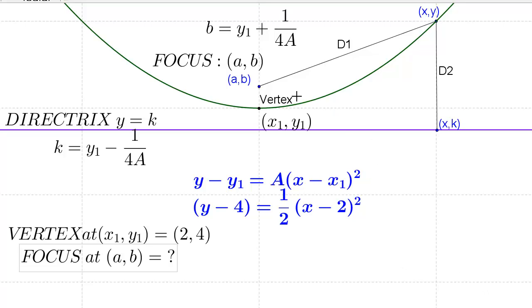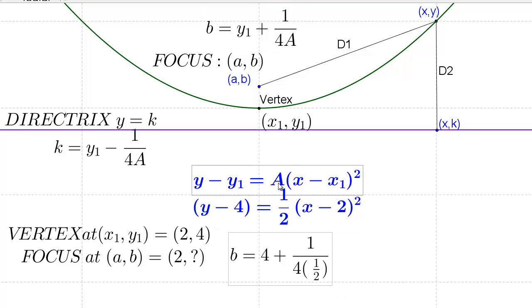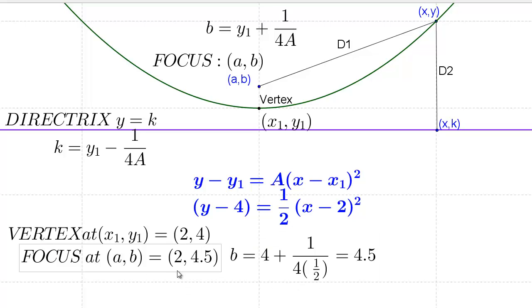Well, we know the focus is at the point a comma b, and we know the x-coordinate is the same, so it's 2. But what's the y-coordinate? Well, the y-coordinate of the focus is given by b equals the y1, the y-coordinate of the vertex, plus that extra term, 1 over 4 times a. In this case, since that a term, that coefficient term is a 1/2, this becomes 4 plus 1 over 4 times 1/2, which is equal to 4.5. So now I know my focus is at the point 2 comma 4.5.